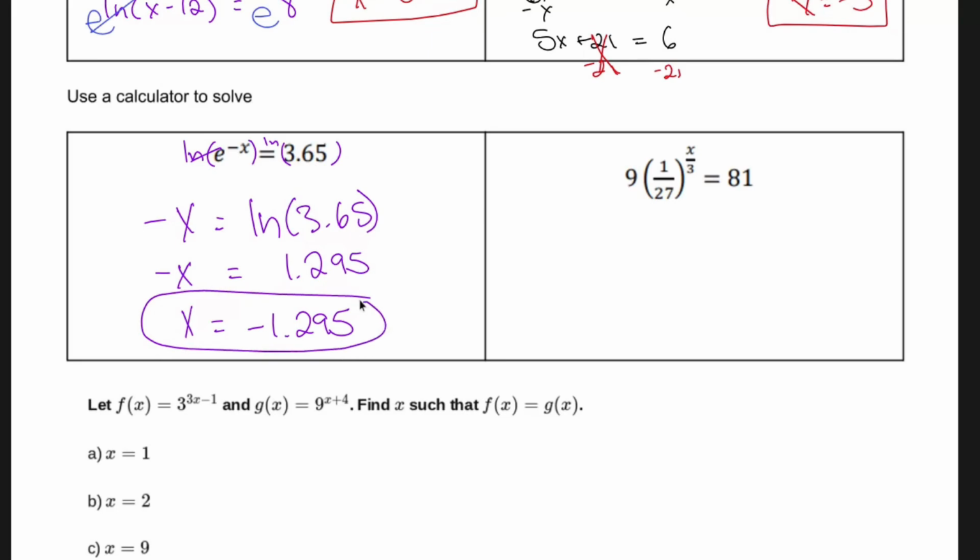Rounded to 3 decimal places. All right, I don't even think I need a calculator for this one, but we'll see what happens. Let's do this first. Let's divide both sides by 9. So that gets you (1/27) to the x over 3 equals 9.